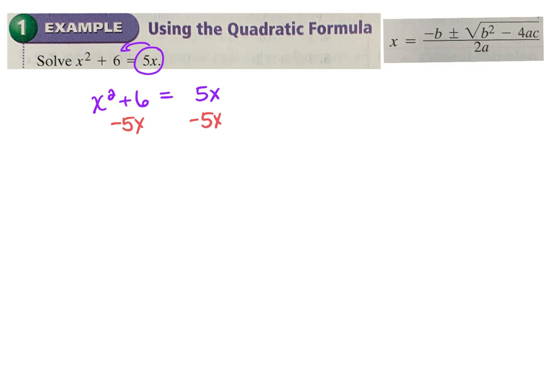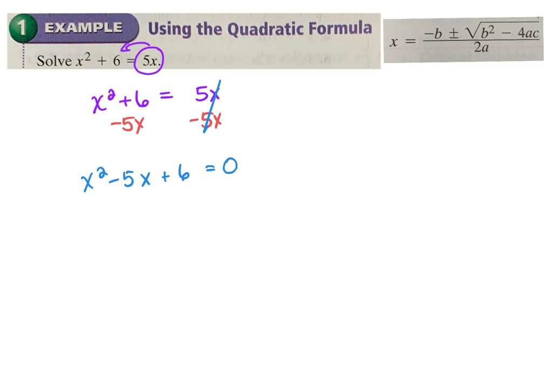All right, the left-hand side, I need to combine like terms. Well, I don't have any like terms. So I do want to write it in standard form. I want my x squared first, ax squared. My bx is next, so negative 5x. And my c is last. I do want it in standard form. And on my right-hand side, I have 5x minus 5x. I now have it equal to 0.